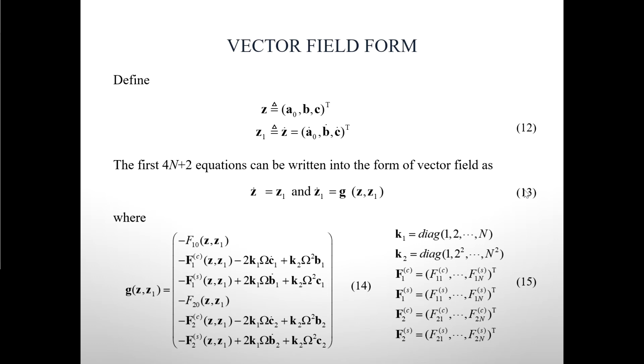Then we can define vector z equals a0, b, c, z1, that is the time derivative of z. The first 4n plus 2 equation can be written into a form of vector field as z dot equals z1 and z1 dot equals g(z, z1), where g(z, z1) is given in equation 14, and k1, k2, f1c, f1s, f2c, f2s are given in equation 15.